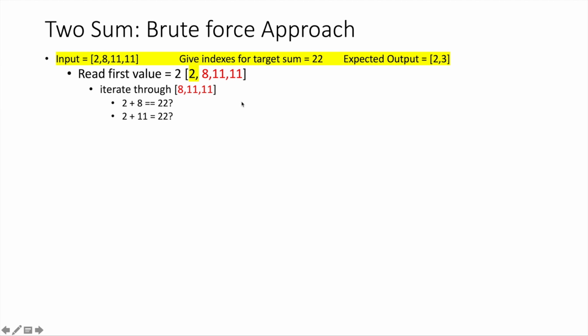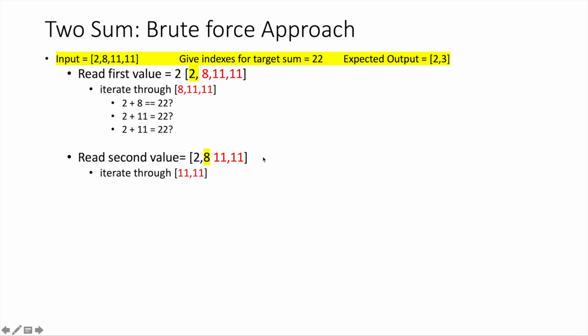No. 2 plus 11 equal 22? No. And then once again, 2 plus 11 does not equal 22. So now we're going to go over to the second value. So we're going to have 8 as our base number. And we're going to iterate through the rest of the list, which is 11 and 11. So we're going to see if 8 plus 11 equals 22. That does not. Once again, does 8 plus 11 equal 22?